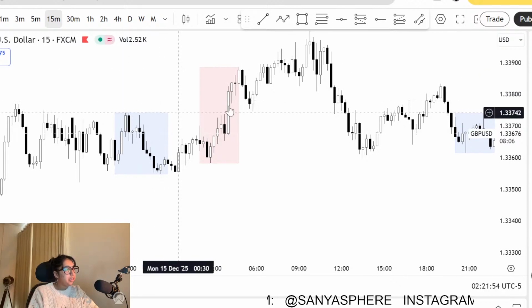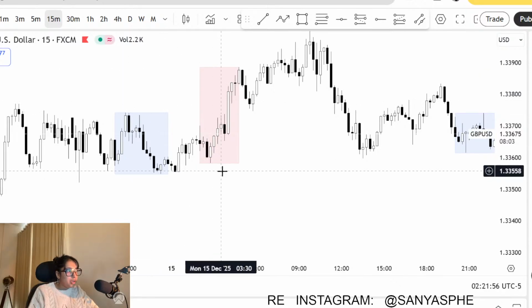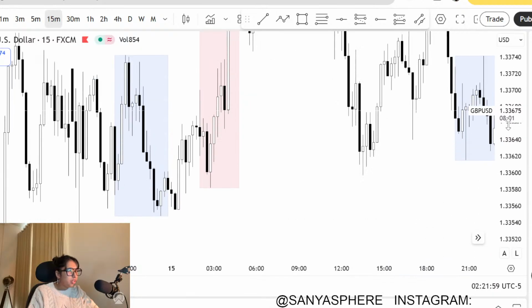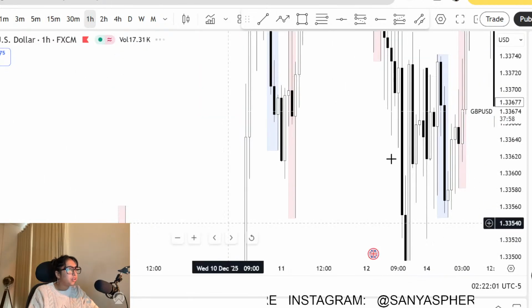कल का जो ये था, highs and lows of the Asian range, almost it took, I mean it didn't take the liquidity somewhat. I mean, let me see on the 1 hour time frame.